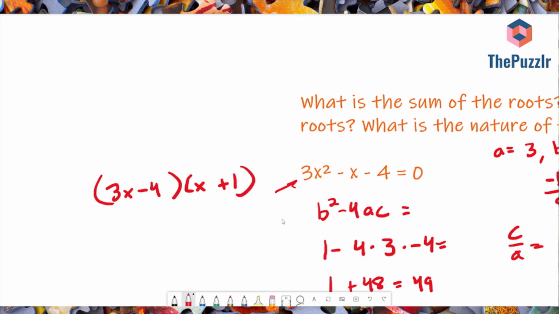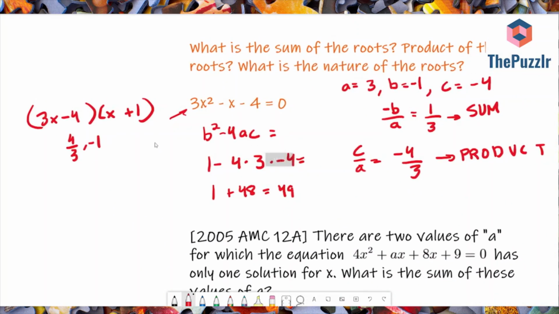Let's just double check. Minus 4x plus 3x gives us minus x. 3x times x gives us 3x squared. Minus 4 times 1 does give us minus 4. So we're good to go. The roots are 4/3 and negative 1. The product of the roots is 4/3 times negative 1, which is negative 4/3. Yep, we got that. And then the sum of the roots is 4/3 minus 3 over 3, which is 1/3. We also got that. And finally, are the two roots distinct real roots? Yeah, they are. So that also checks out.